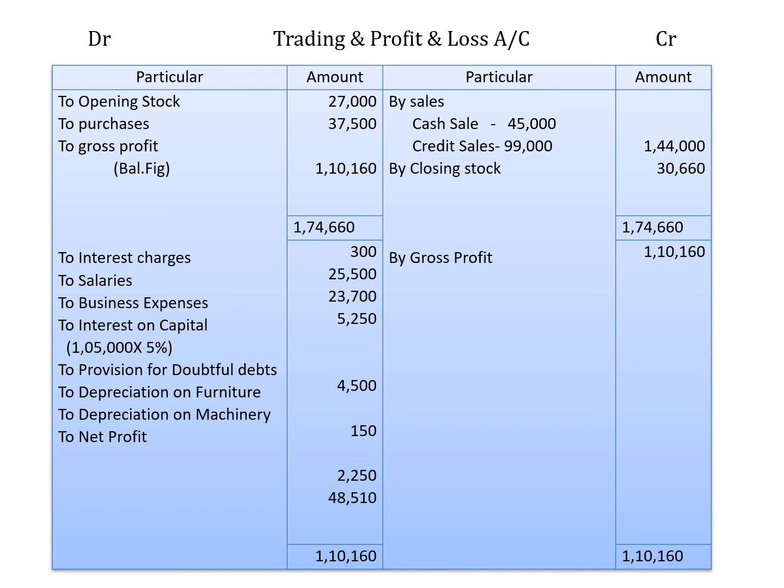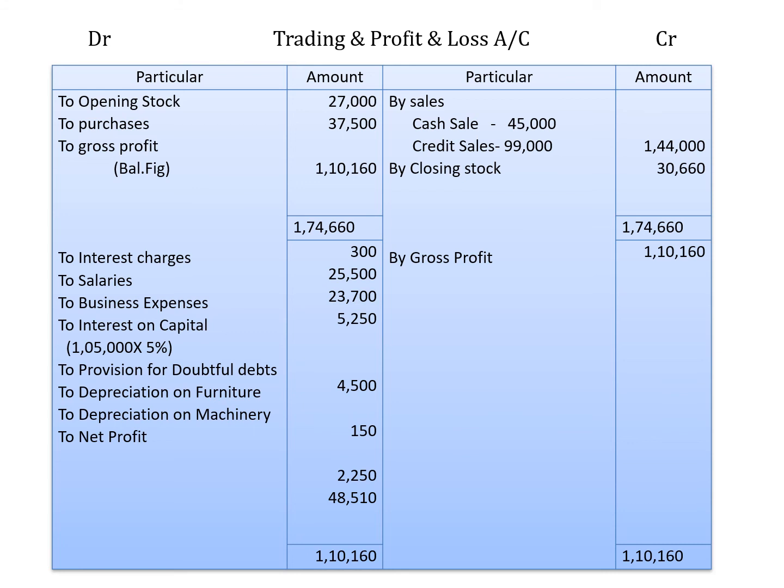Next we have depreciation on two assets. So to depreciation on furniture 150. To depreciation on machinery 2,250. No other expenses are given and no such incomes are given that should be recorded to the PL account. So taking these expenses, we close the PL account and find out the balance.